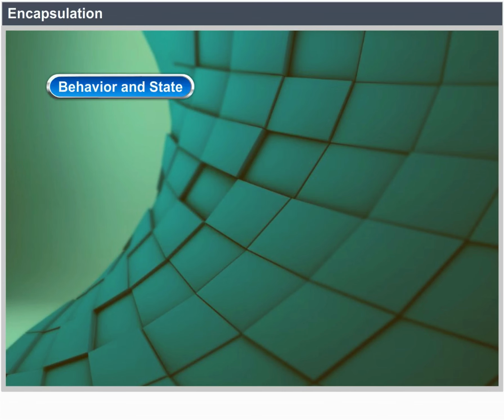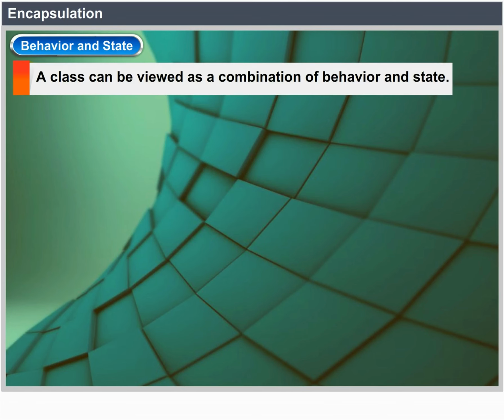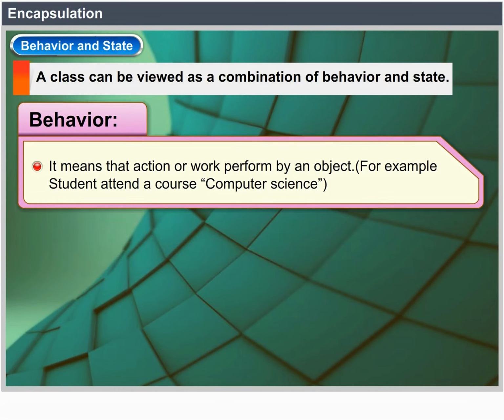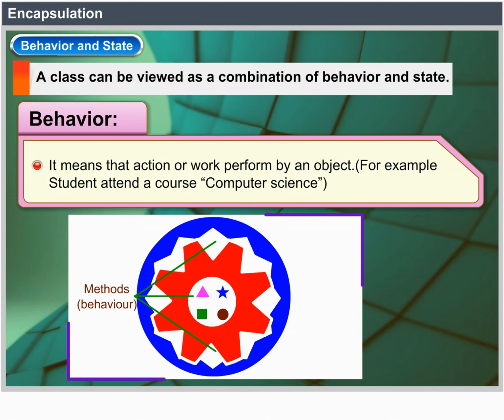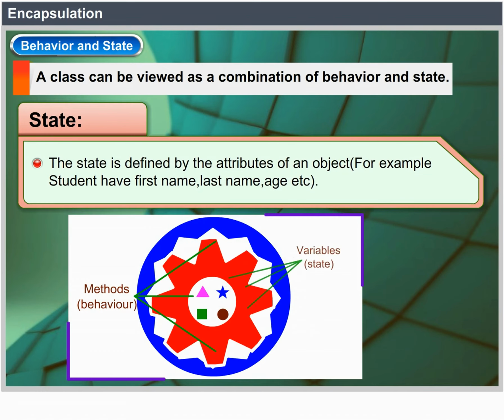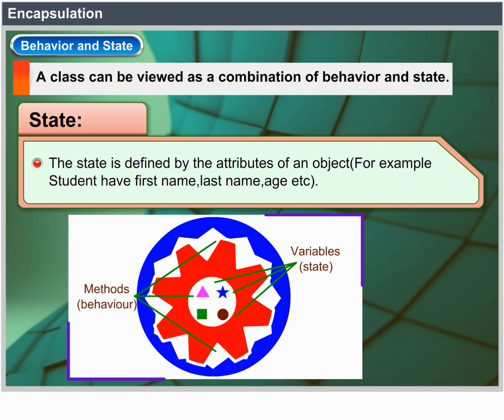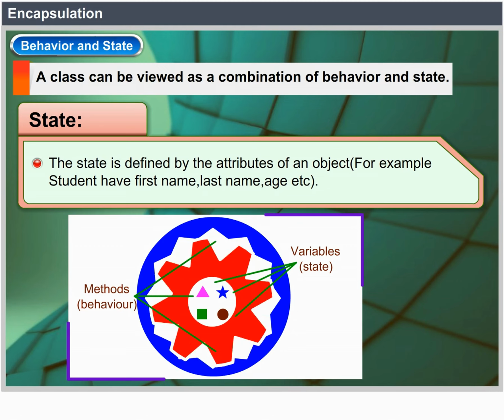Behavior and state. A class can be viewed as a combination of behavior and state. Behavior means the action or work performed by an object. For example, a student attends a course, computer science. State is defined by the attributes of an object. For example, a student has a first name, last name and age, etc.